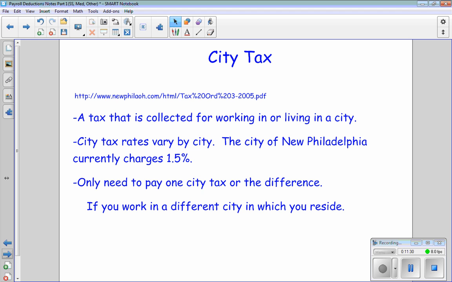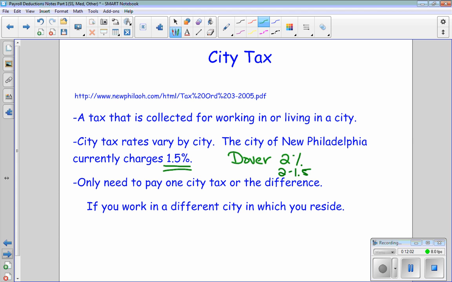If you live in Dover and work in Philly, you have to pay one or the other or the difference. What does that mean? If Dover's tax is 2%, I don't know if it is or not. I haven't looked it up, but let's just pretend. If Dover charges a 2% tax and Philly a 1.5%, and you live in Dover and you work in Philly, you can choose to pay 1.5% to New Philly, but then you have to pay the difference to Dover. So that'd be 2 minus 1.5, and that's 0.5% to Dover. Does that make sense? They'll let you write off the 1.5%, but you have to pay the difference to Dover. Does that make sense? If they're both 1.5%, you only have to pay one or the other.